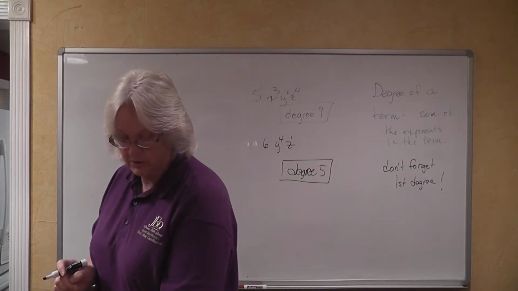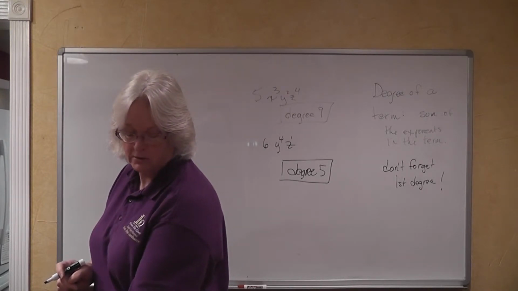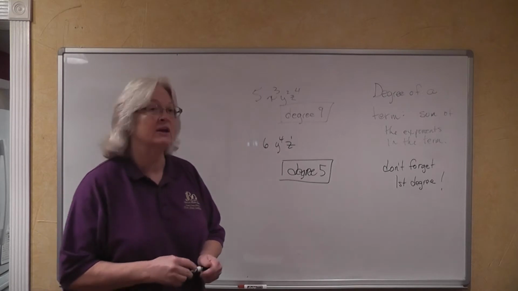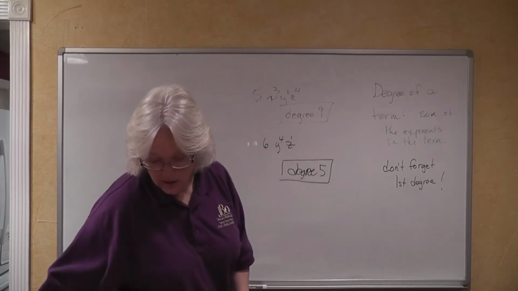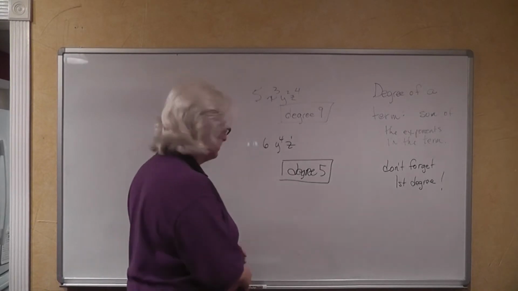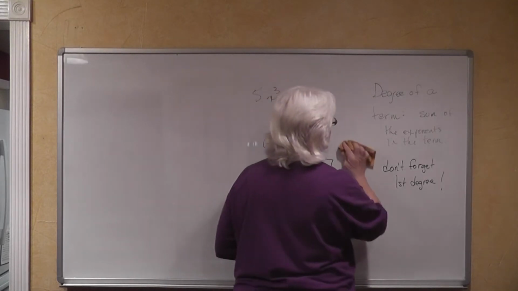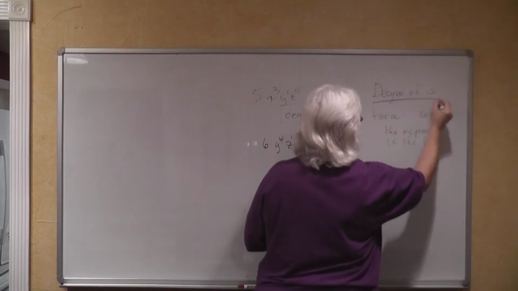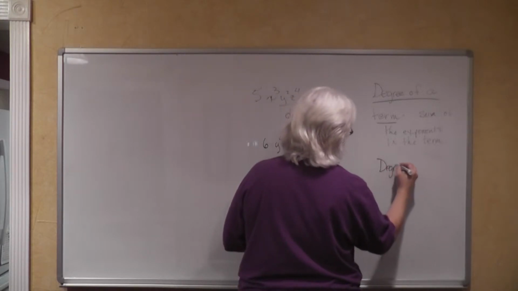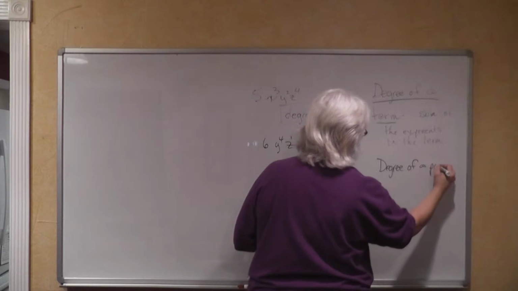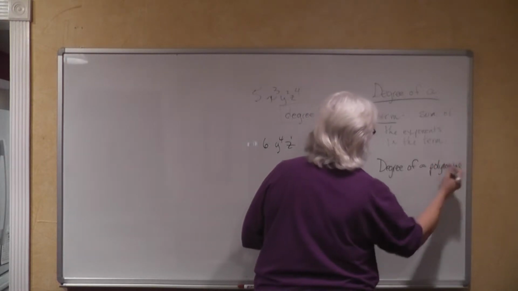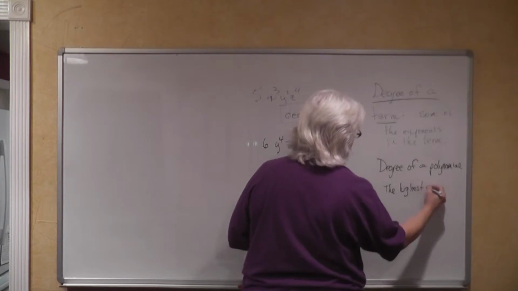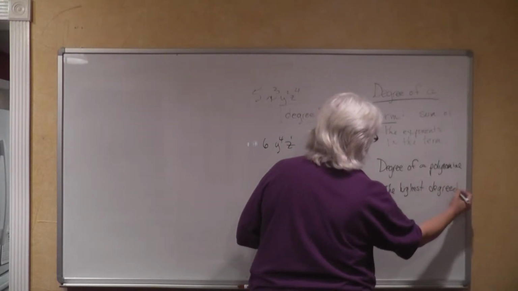And then you also have to be able to determine what the degree of a polynomial is. And I cannot get this book to move for me properly. The degree of a polynomial is the degree of the term with the highest degree. And you can find that on page 325. So we have the degree of a term, which is a sum of the exponents in that one single term. And we also have the degree of a polynomial. Degree of the polynomial is the highest degree term.